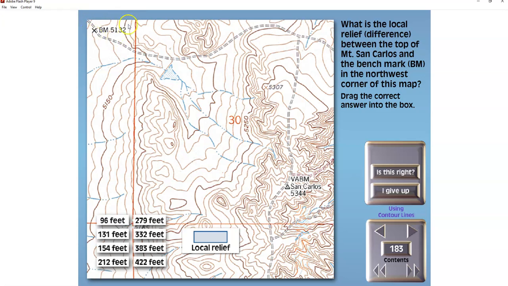So we have a benchmark up here in the northwest corner. It says 5,132 feet. We have this benchmark over here, the top of Mount San Carlos, 5,344 feet. So if we subtract those numbers, and get rid of the 5,000, just do the hundreds, tens, and ones places. It'll be 3 minus 1 is 2, 4 minus 3 is 1, and 4 minus 2 is 2. So 212, 212. Let's see. Put that in there. Yep.